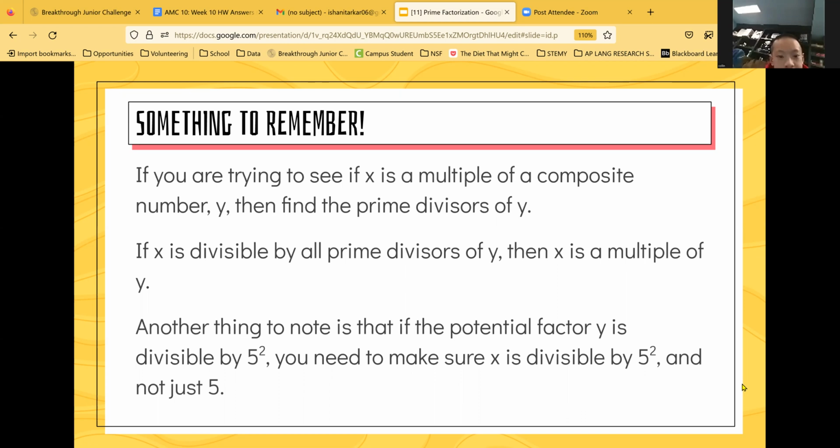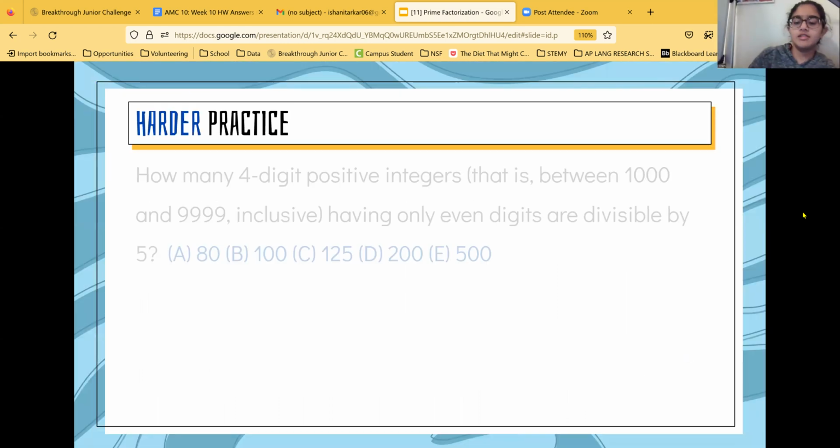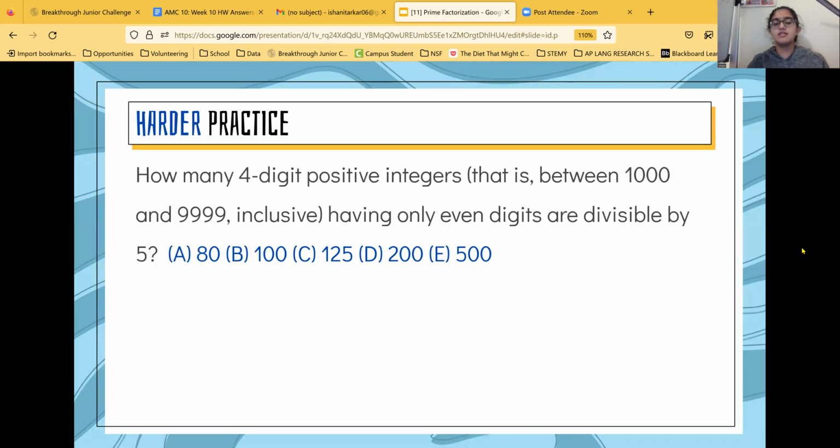Okay, I'm good. Okay, so this is some harder practice. So this is actually an AMC problem. So it just gives you some perspective on how it could be applied. How many four-digit positive integers, so between 1,000 and 9,999 inclusive, having only even digits are divisible by 5?